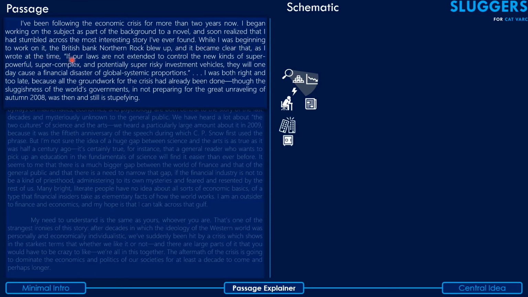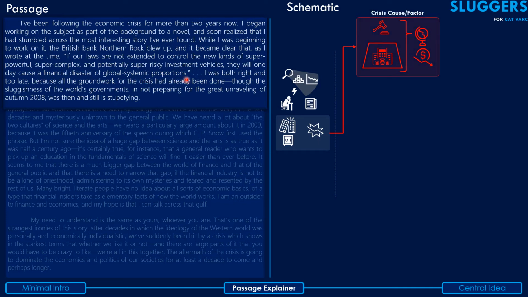While I was beginning to work on it, the British bank Northern Rock blew up, and it became clear, as I wrote at the time, that if our laws are not extended to control the new kinds of super powerful, super complex, and potentially super risky investment vehicles, they will one day cause a financial disaster of global systemic proportions. I was both right and too late because all the groundwork for the crisis had already been done. Though the sluggishness of the world's governments in not preparing for the great unraveling of autumn 2008 was then and still is stupefying. So that's the reading of the first paragraph.